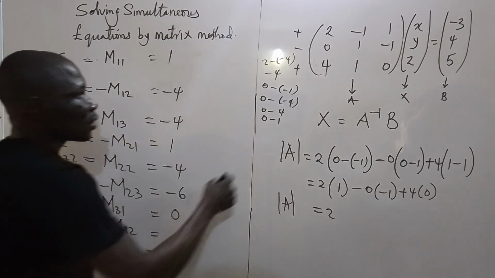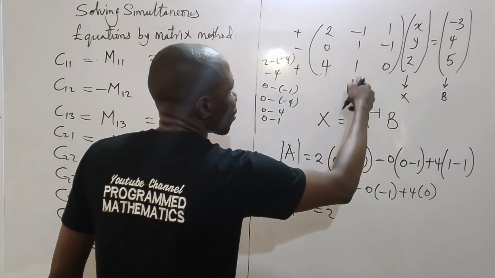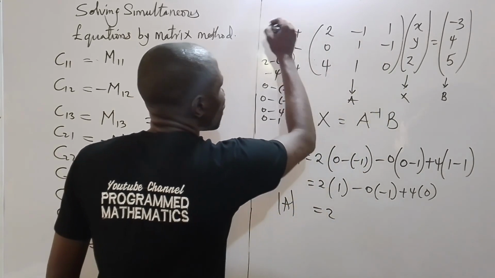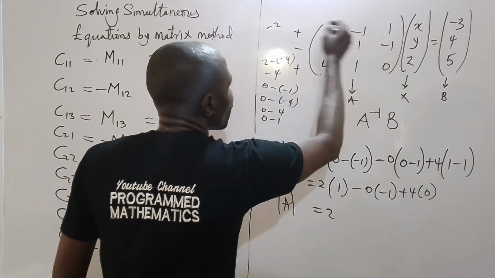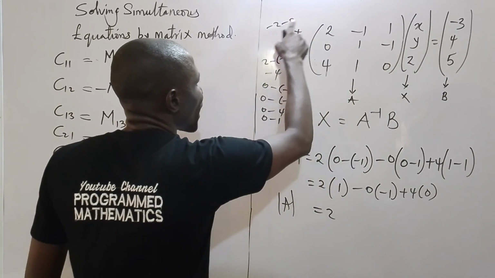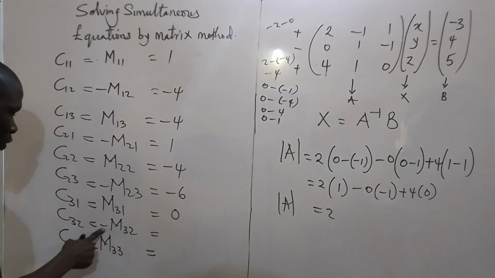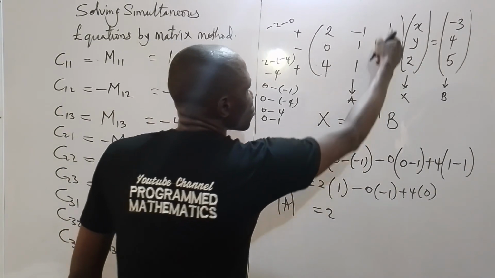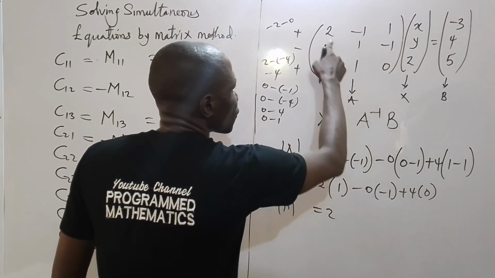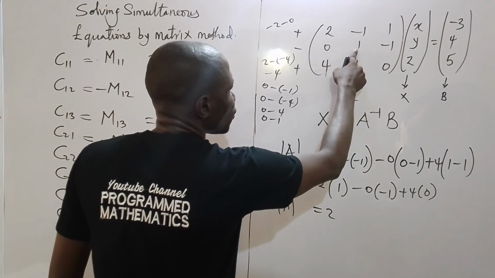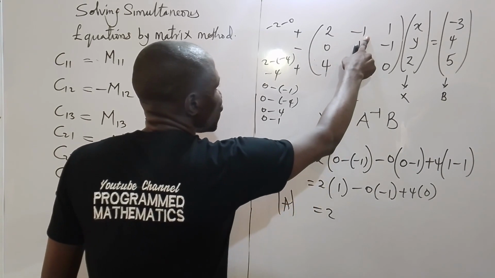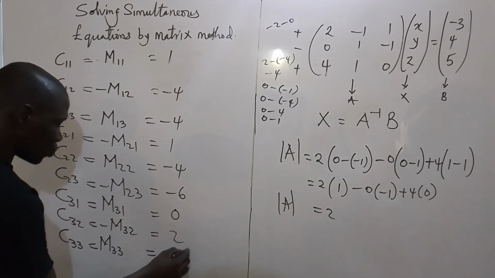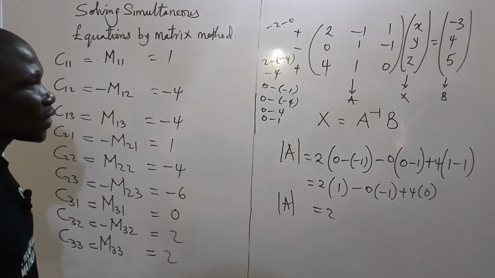M32, that is third row, second column. 2 times minus 1 is minus 2. 0 times 1 is 0. So minus 2 minus 0 is minus 2. Because of this minus here, this will be 2. The M33, third row, third column. Delete. 2 times 1 is 2. 0 times minus 1 is 0. 2 minus 0 is 2. So here we are going to have 2. So we have the cofactors obtained.